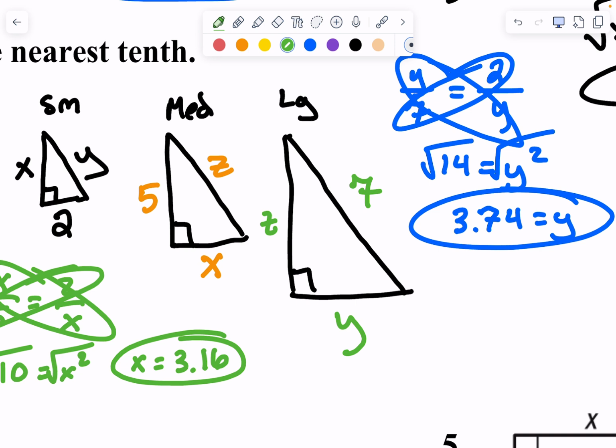I just wrote out the whole thing. Right? Because if you take y times y, that's y squared, right? And 7 times 2 is 14. So 14 equals y squared, and then take the square root to find y. Yeah, good. Okay, z's. Z's are here and here.